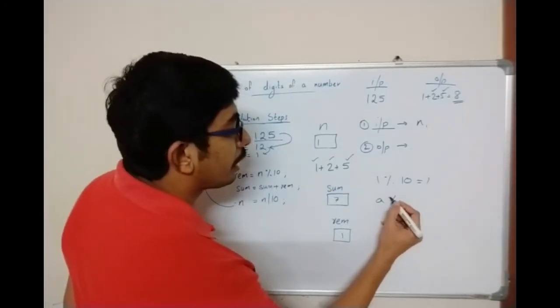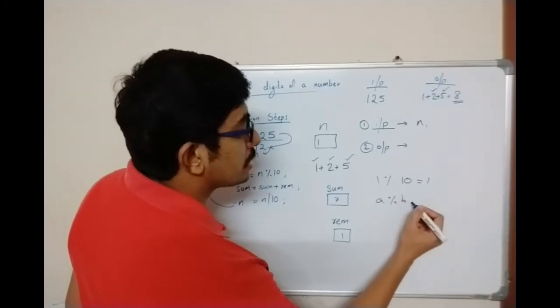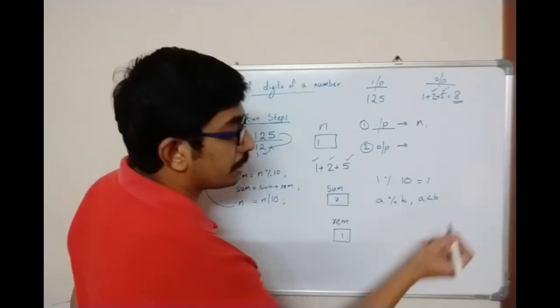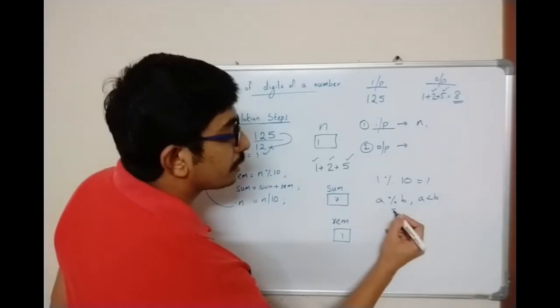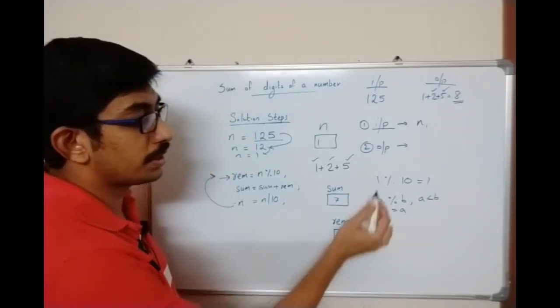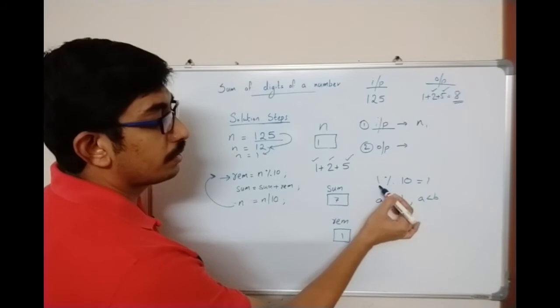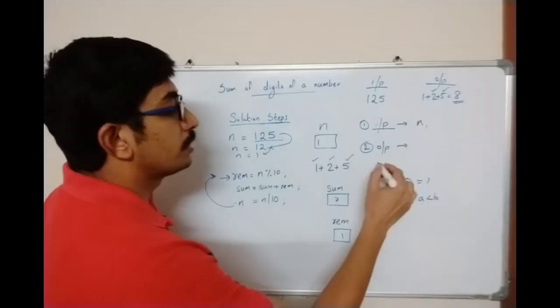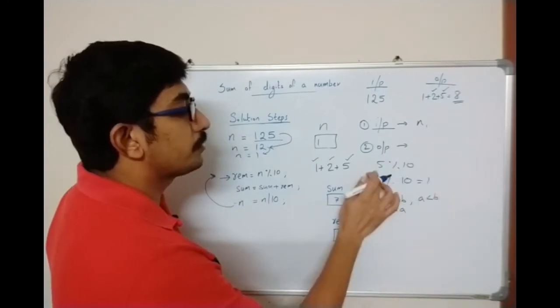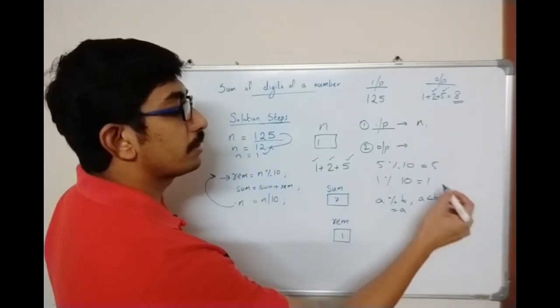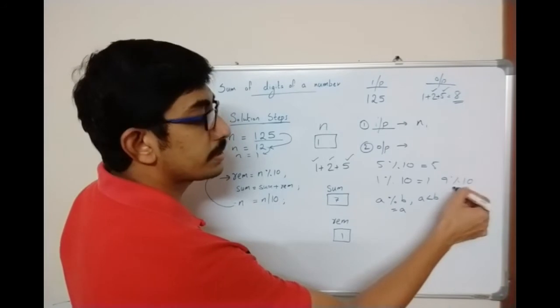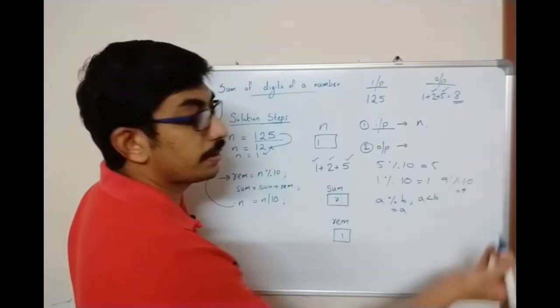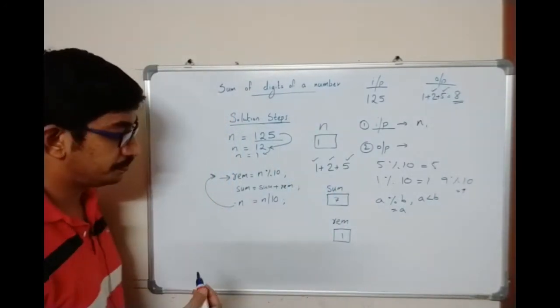You can think of it like this. Suppose you have a mod b such that a is less than b, then your result will be a. Here you can see 1 mod 10 where 1 is less than 10, which means the result will be 1 itself. So if it is 5 mod 10, again 5 is less than 10, the result will be 5. If it is 9 mod 10, 9 is less than 10, so the result will be 9. You can keep it like that.